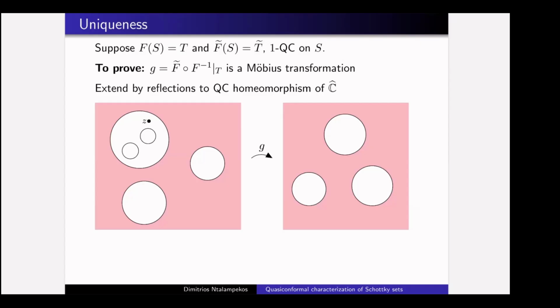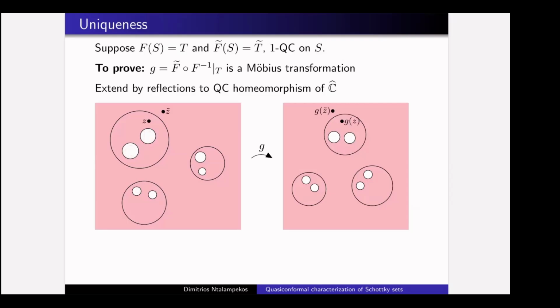Of course, we take a point Z inside a white disk. We reflect it outside. We map it over by G, and then we reflect back inside. So in this way, we have extended G to the reflection of the Schottky set. And we can do the same to the other disks as well. So we have extended the map G to a bigger Schottky set. And we can continue doing the same process in every disk.